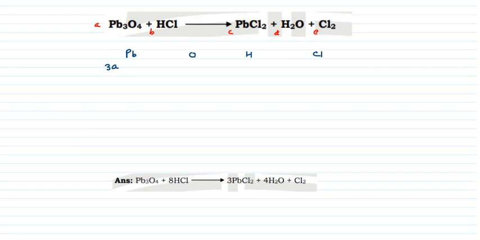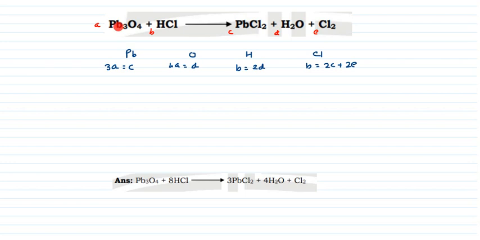3A is equal to C. Okay, then oxygen 4A is equal to D, only one. Okay, hydrogen B is equal to 2D. Okay, chlorine B is equal to, here you have to be careful, 2C, because 2 times chlorine is 2C plus 2E. Okay, 2E. We'll recheck again.